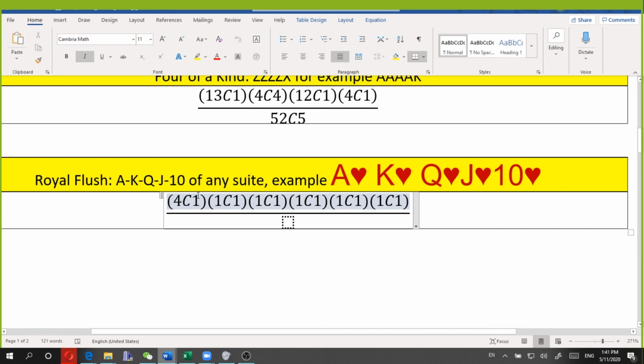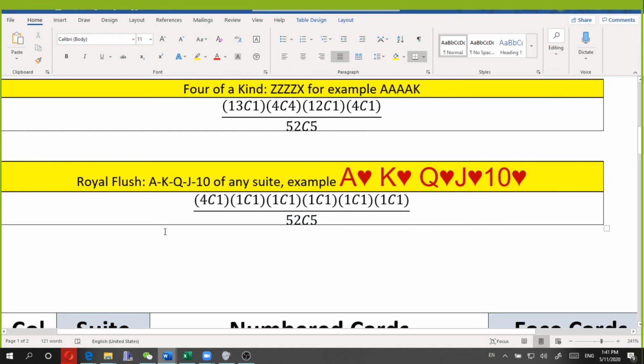So I've got 4 options for suits, and then within that suit, let's say we pick hearts first. I must pick the one ace of hearts, the one king of hearts, the one queen of hearts, the one jack of hearts, and the one 10 of hearts. Over how many options do I have for picking 5 cards total? 52C5, perfect. Any questions on what we did here?